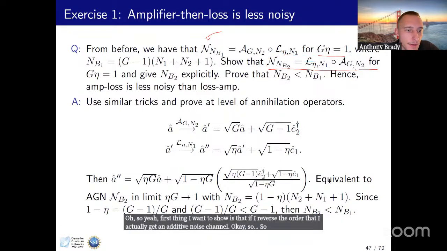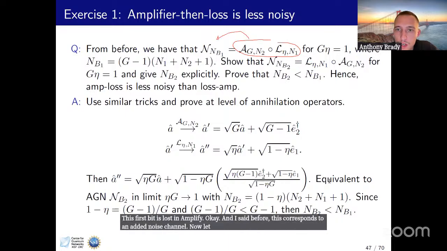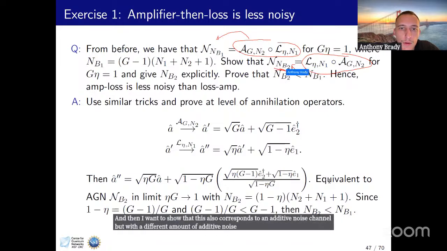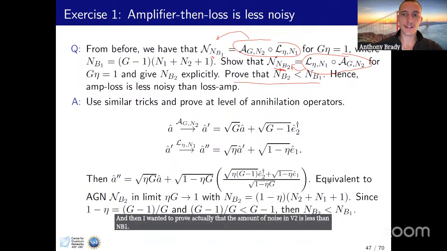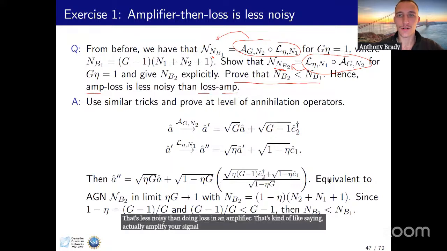So let me clarify. This first bit is loss and amplify, and I said before, this corresponds to an additive noise channel. Now let's say I switch the operations, and I want to show that this also corresponds to an additive noise channel, but with a different amount of additive noise in B2 rather than in B1. And then I want to prove that the amount of noise in B2 is less than in B1. So what this tells me is that if I do amplification before loss, that's less noisy than doing loss and then an amplifier. That's kind of like saying amplify your signal before sending it through a lossy channel.